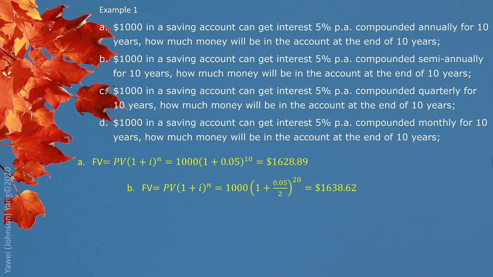Part B. See the difference. In the formula, i represents the periodic interest rate. It transfers from the annual interest rate divided by how many compounding periods a year. When interest is compounded semi-annually, that means you have two compounding periods a year. So 5% divided by 2, that's what we need. And correspondingly, the total number of compounding periods changes as well. Compounding twice a year, that means over 10 years we will have 20 half years. So here, this gives us the answer. Future value $1,638.62.